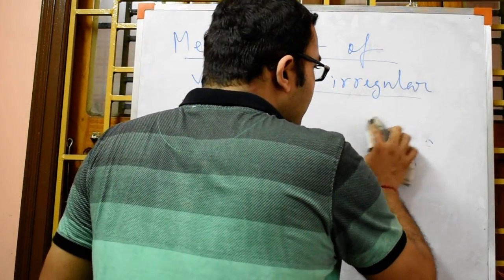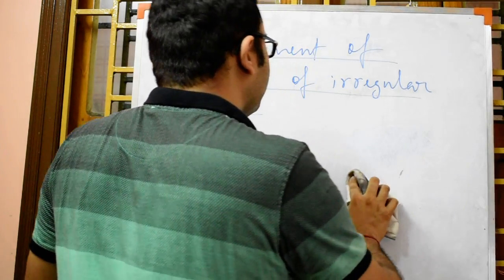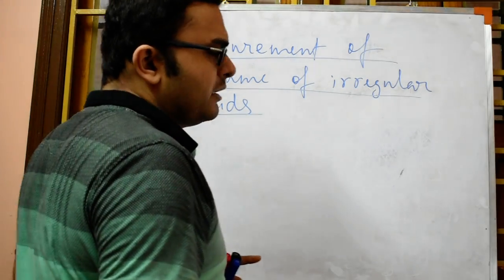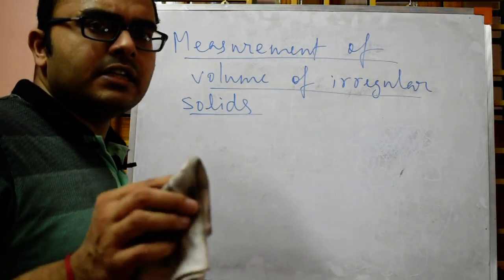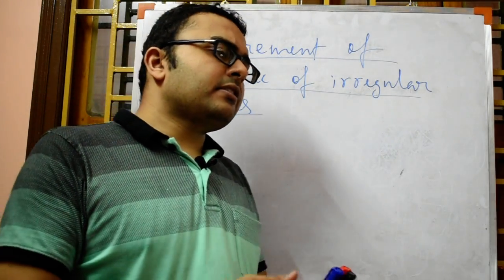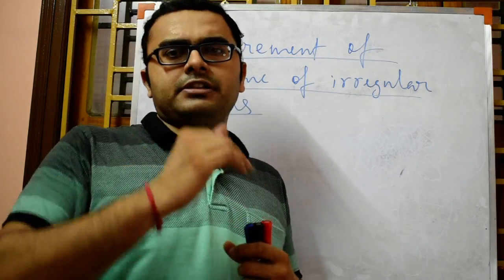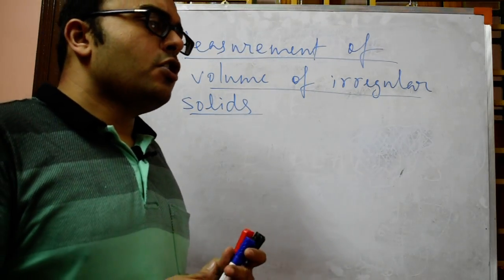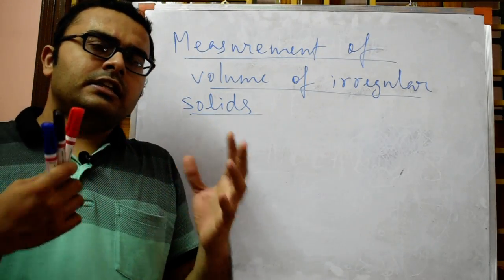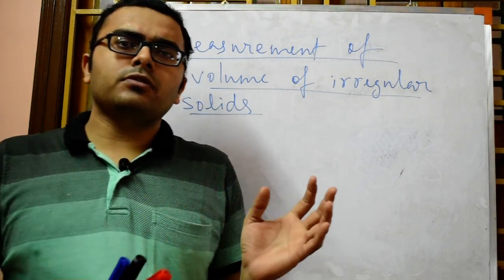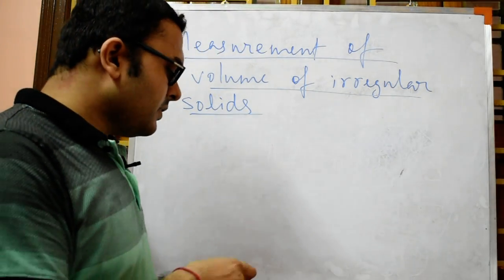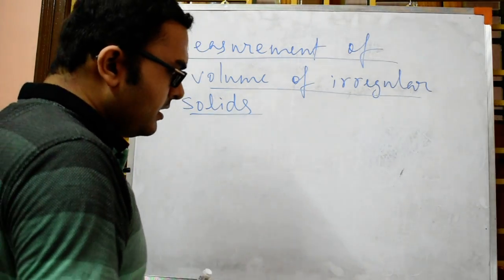I think all of you have observed that whenever we immerse any solid object into a liquid, the liquid level rises a bit. So we utilize this property of the liquid in order to determine the volume of these irregular substances. Let's demonstrate this process.